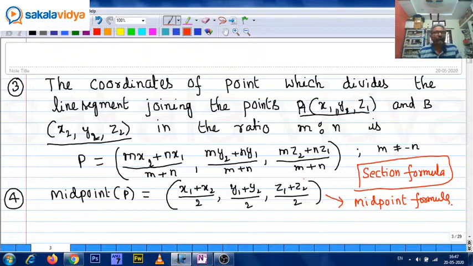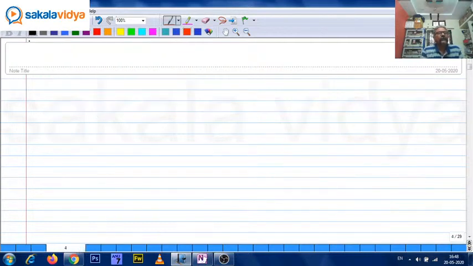Next one, so fifth concept. So for example, take a line segment.